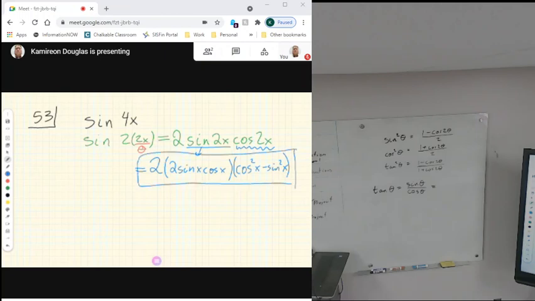Do note that there are a couple of pieces that are weird. There's a 2 out front. The 2 out front came from the first use of the sine of 2 theta formula. And then this 2 comes from the second use. The cosine squared minus sine squared comes from a third use. And so you have to use it and rewrite it each time there is a form that needs to be rewritten.